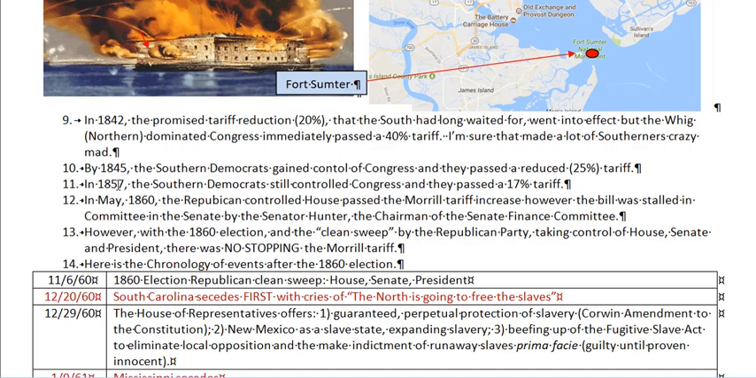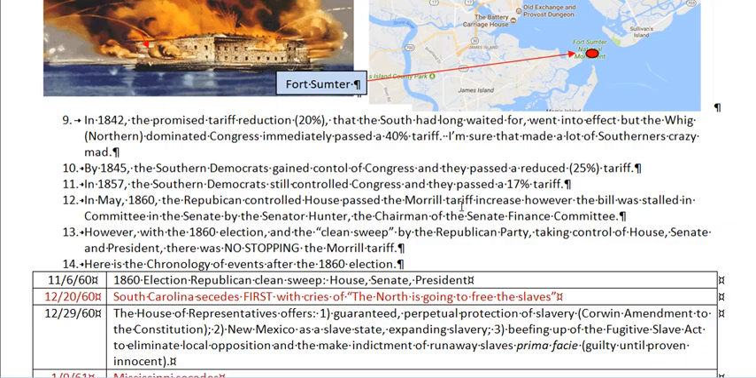By 1845, the Southern Democrats finally gained control of Congress, and they reduced the tariff to 25%. Then in 1857, they're still controlling Congress, the Southern Democrats, and they reduced the tariff to 17%. Then in May of 1860, Republicans controlled the House, but not the Senate. Democrats controlled the Senate, and the House passed a Morrill tariff to increase the tariff. However, the bill was stalled in committee in the Senate by Senator Hunter, who was the chairman of the Finance Committee.